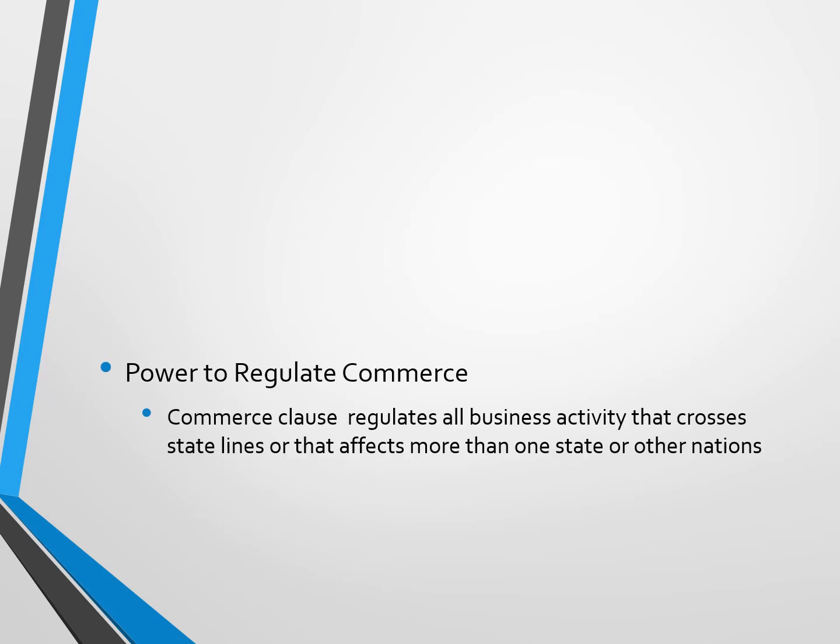The third constitutional pillar is the power to regulate commerce. This one is called the Commerce Clause, and it says basically that business activity across state lines can be regulated if it's going to affect more than one state or even other nations. Okay, so Obamacare, back to Obamacare.